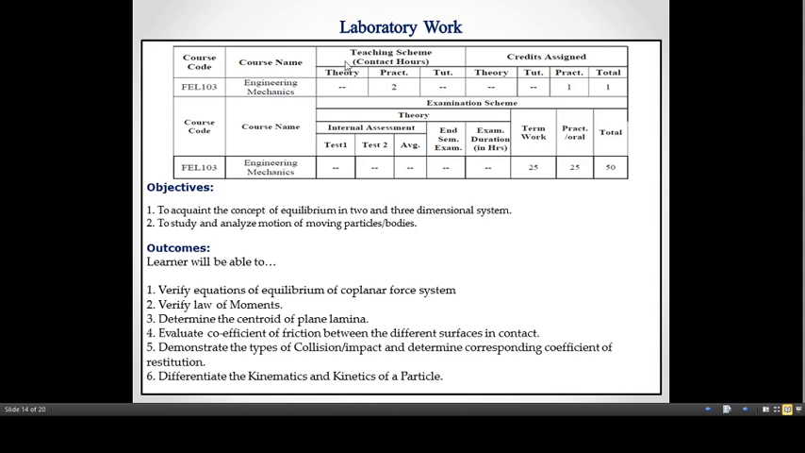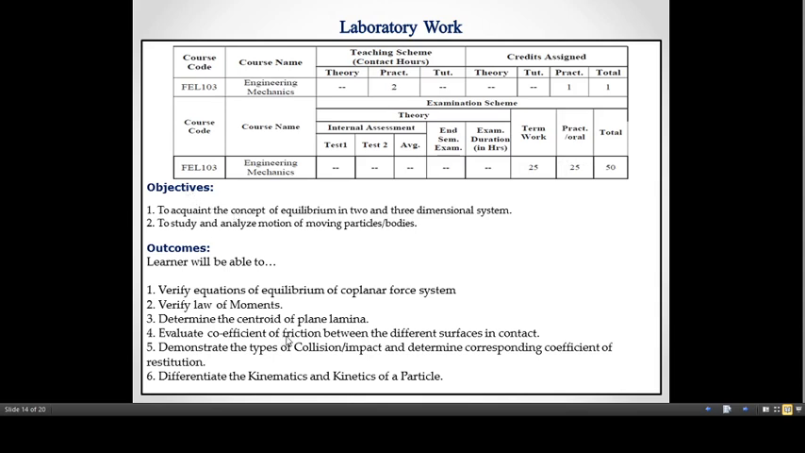Now this is about the laboratory work or the practical work. For this, a total of 50 marks weightage is given. It consists of 2 parts: first the term work part, and next the practical and viva part.